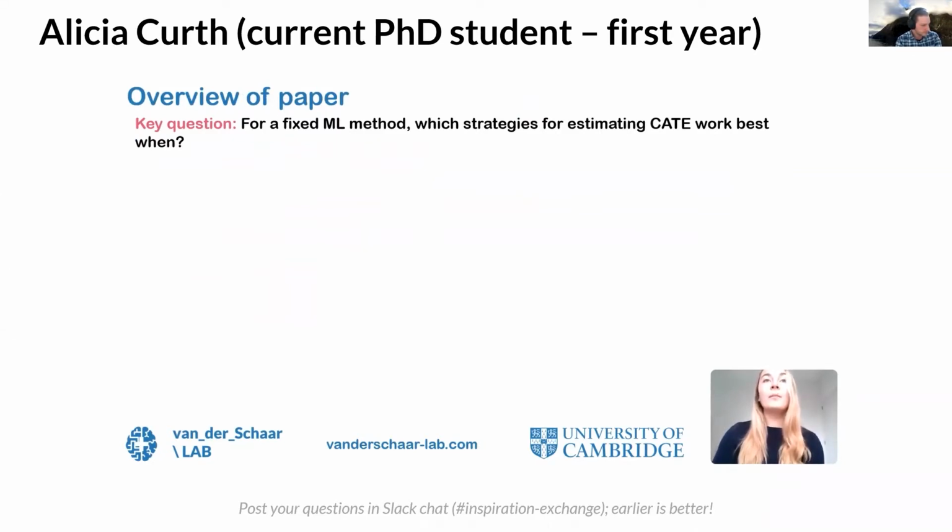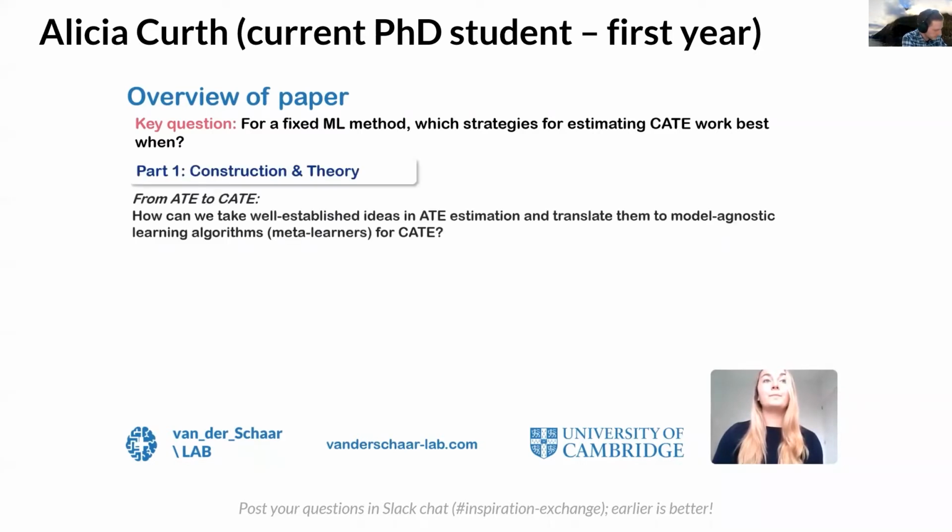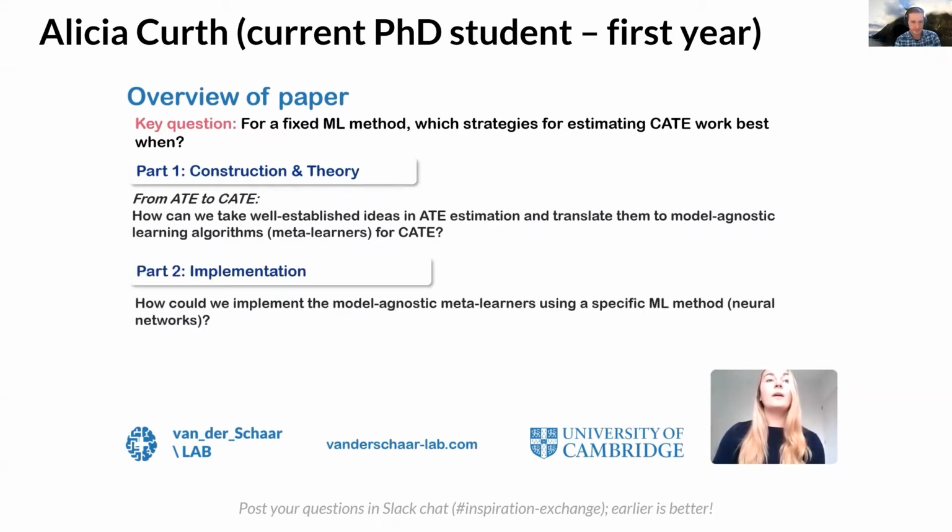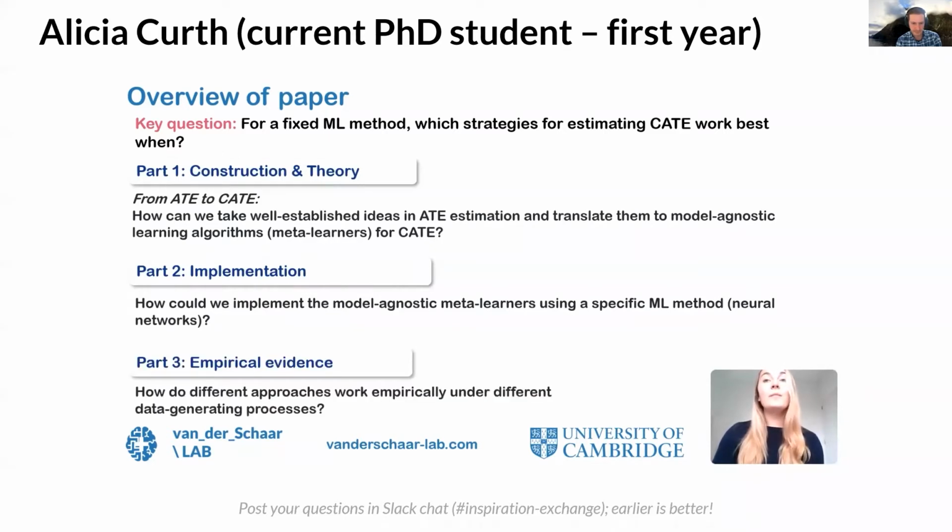For a fixed machine learning method, which strategies for estimating CATE work best when? We begin by considering how to take well-established ideas from average treatment effect estimation and translate them to CATE meta-learners. Then, we consider different ways of implementing CATE meta-learners using a single machine learning method, in this case, neural networks. Finally, we collect empirical evidence about which approaches work when.